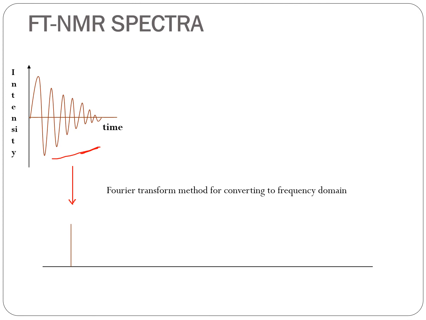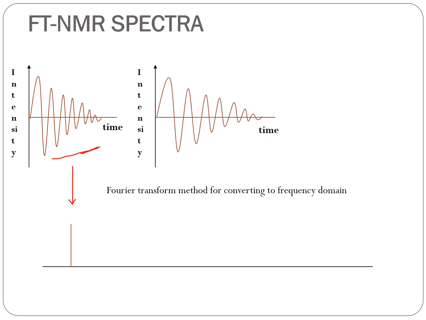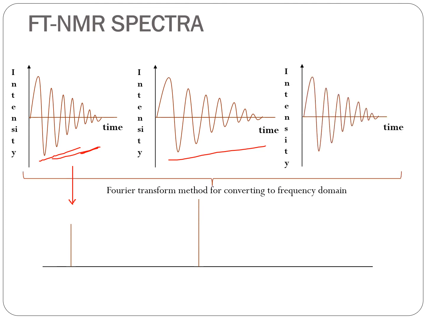Suppose the sample has many number of nuclei. One nucleus has given this FID, the second nucleus has given this FID, and the peak will be coming for this one. And the third nucleus will have another FID, so a third peak will be coming. Like this, the Fourier transform will convert all the FIDs present in a molecule, which are received by the detector, into the graphical representation, which we easily plot in ppm. Okay, so this is called as FT-NMR spectra.